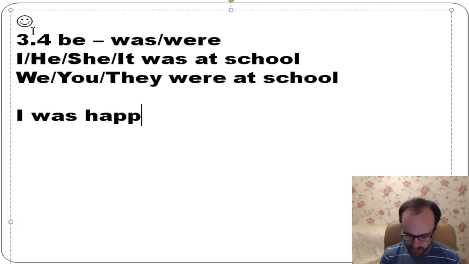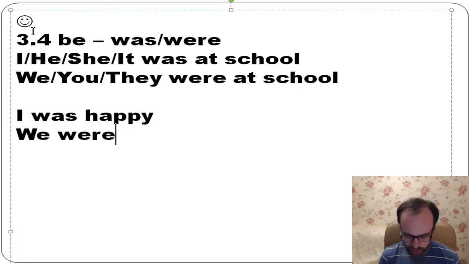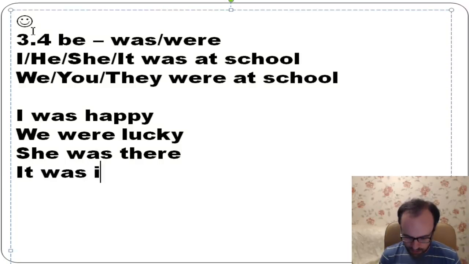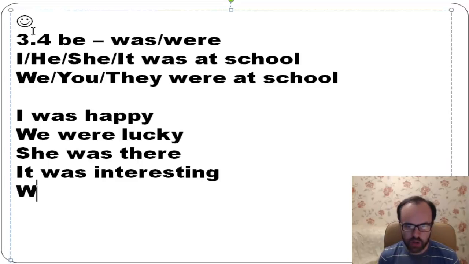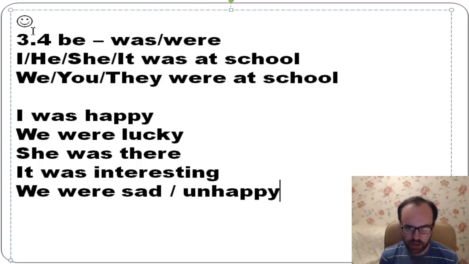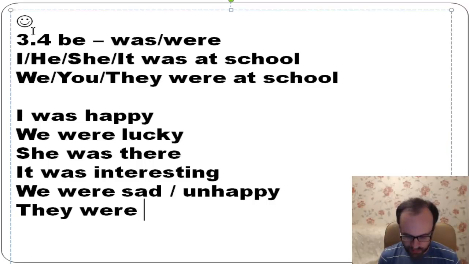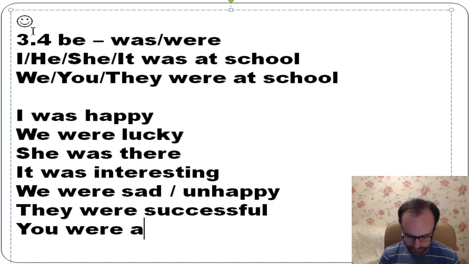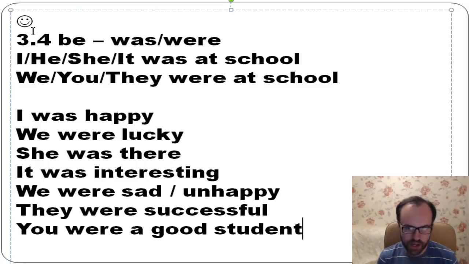For example, I was happy. We were lucky. She was there. It was interesting. We were sad, or unhappy. They were successful. You were a good student.